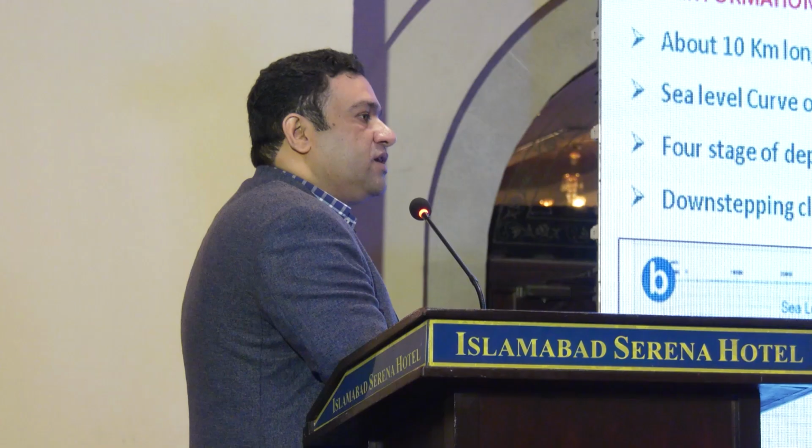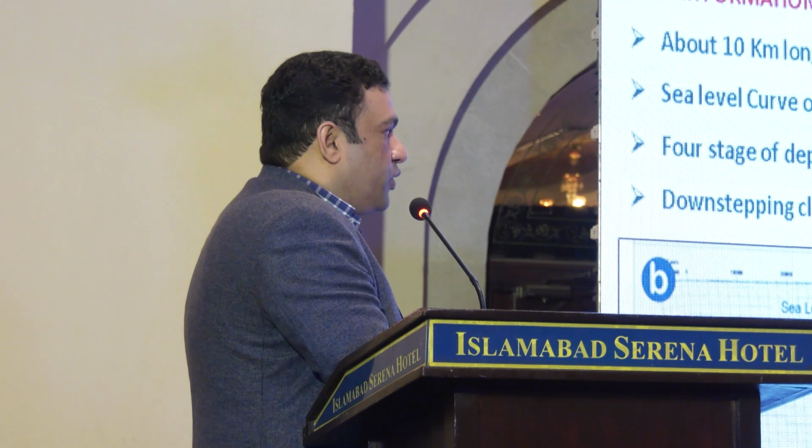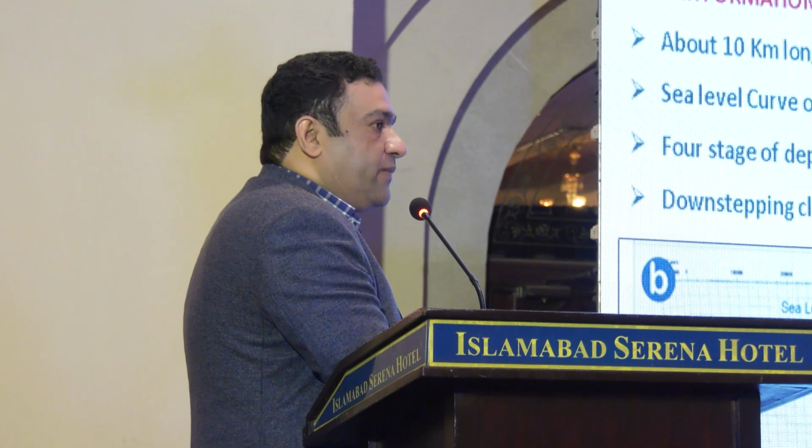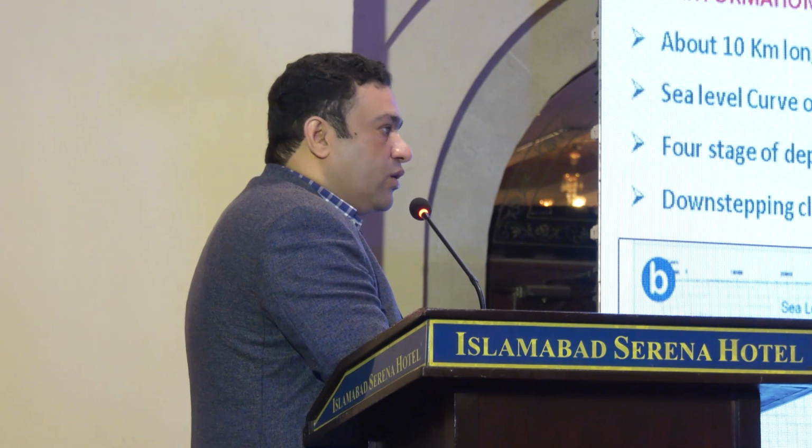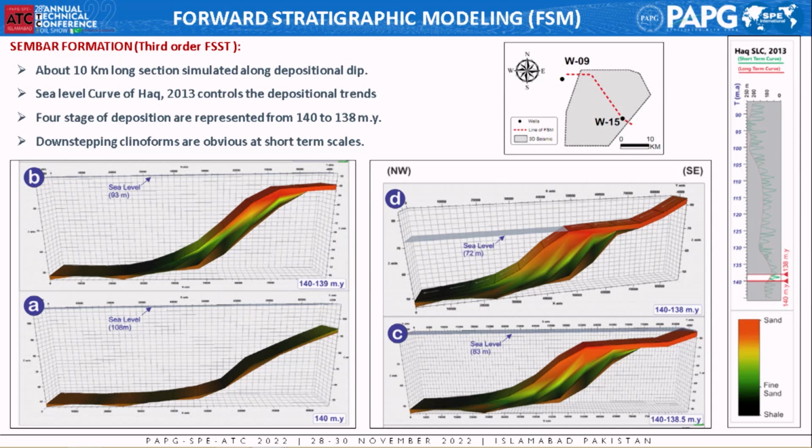At both scales, the sea level is falling, producing downstepping and outstepping clinoforms of the forced regressive wedges. Here you can see this is the shelf break which was exposed. Here you can see the sea level is dropping from this stage. Here it is 190 meter, 93 meter column water, and 72 meter column water. So overall sea water is dropping from here to here, thus producing the forced regressive wedges.